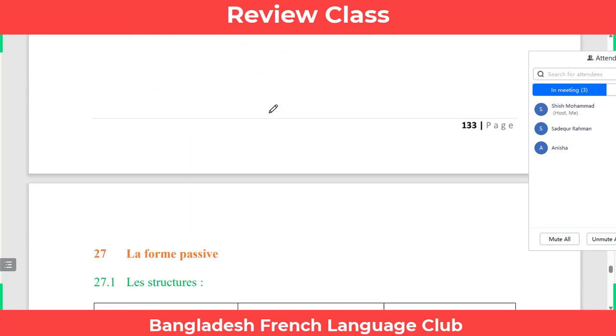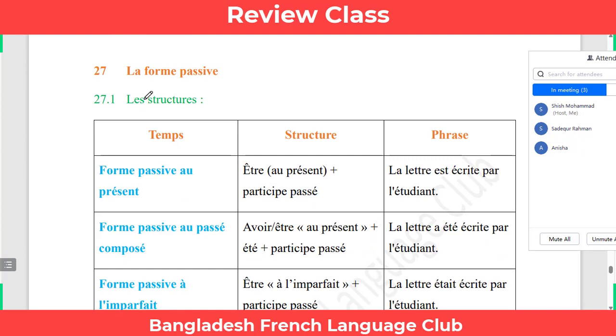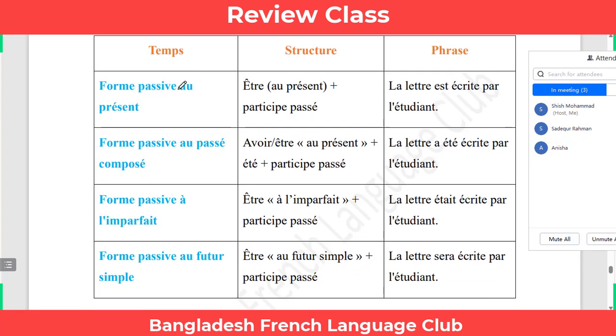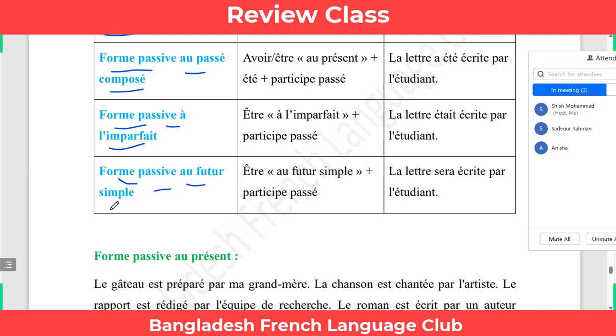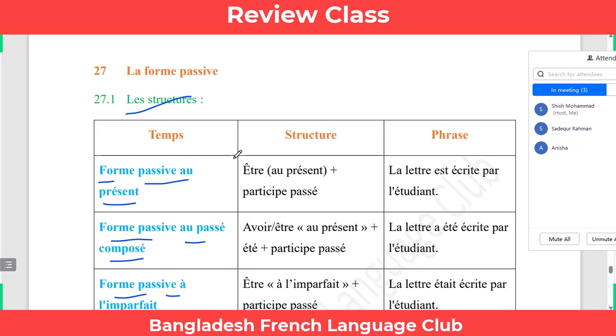And any more? Okay, la forme passive. This is very easy to learn. Okay, la structure is forme passive au présent, forme passive au passé composé, forme passive à l'imparfait, forme passive au futur simple. So in four cases, we have the passive sentence, okay, passive voice.